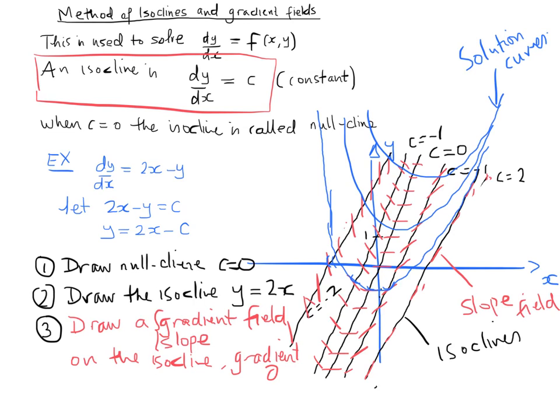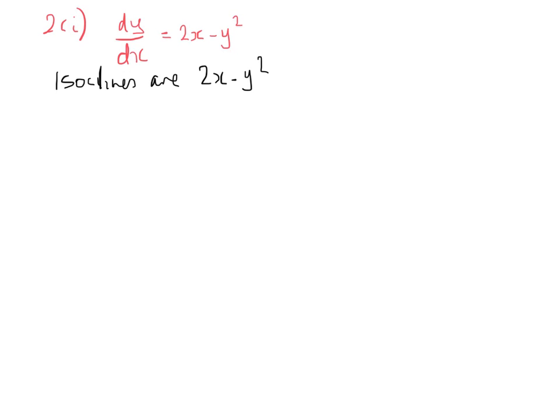Should we do one more? I'll do it on the board this time. So let's look, for example, at 2c, part 1. So we've got dy by dx is 2x minus y squared. So what's the first step? Yeah, so we would say isoclines are 2x minus y squared is c.